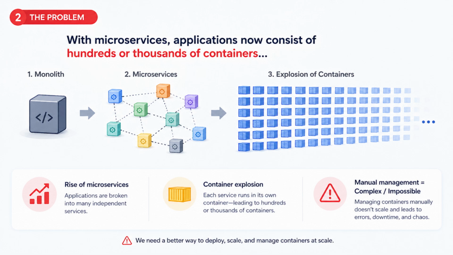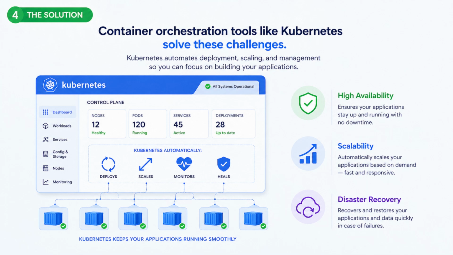You have to decide where each container runs, monitor their health, restart them if they fail, scale them when traffic increases, and ensure everything keeps working together. At some point, this becomes too complex to handle manually. And that's exactly where Kubernetes comes in. Kubernetes solves these problems through container orchestration. But what does that actually mean? It means Kubernetes automates the deployment, management, scaling, and networking of containers.